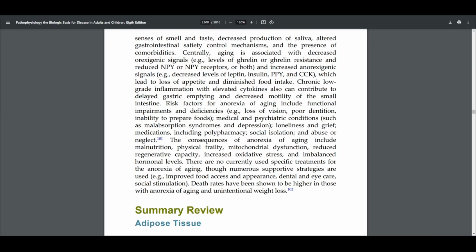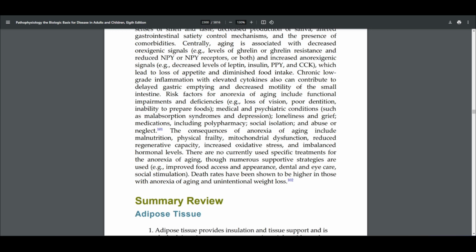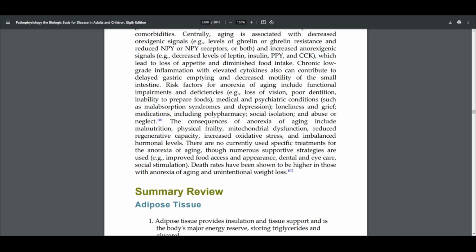Centrally, aging is associated with decreased orexigenic signals and increased anorexigenic signals, which lead to loss of appetite and diminished food intake. Chronic low-grade inflammation with elevated cytokines also contributes to delayed gastric emptying and decreased motility of the small intestine. Risk factors for anorexia of aging include functional impairments and deficiencies, medical and psychiatric conditions, loneliness and grief, medications including polypharmacy, social isolation, and abuse or neglect.